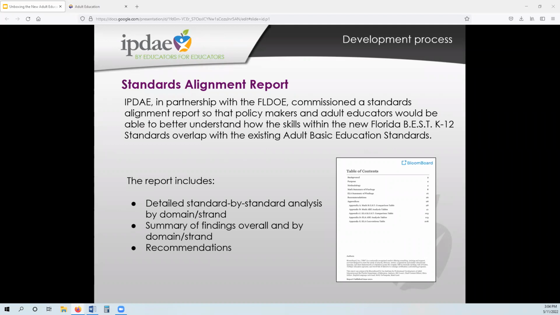So the report ultimately includes high-level information about those big picture differences between the two standards frameworks. And it also includes a very granular standard by standard analysis of each strand and each standard. The report served as really helpful research and ultimately became a resource that then helped guide the creation of a new set of adult education standards that were better aligned with the K-12 BEST standards.